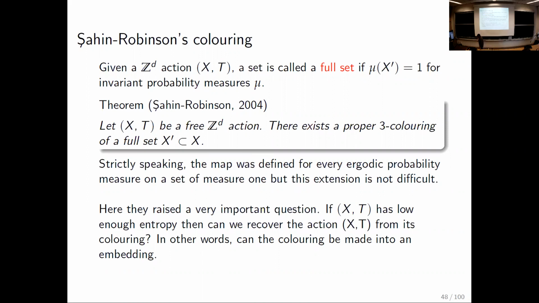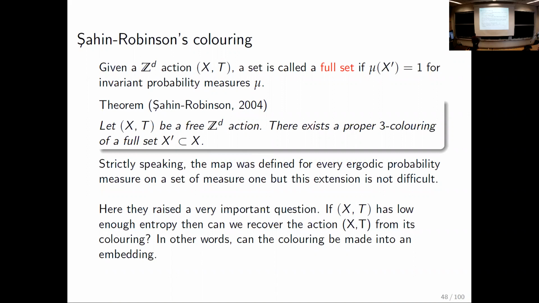So here there is a very interesting question. What I did is I made a proper tree coloring of a full set. Now the question is, I convert my abstract space into this nice combinatorial object of tree colors. Question: can I recover back my original system from this coloring? In particular, is the coloring an embedding?